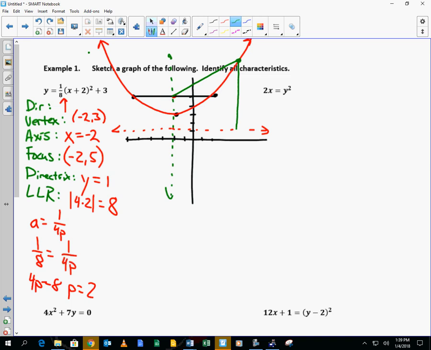Better, huh? That was pretty bad up there. But that's closer. Those 2 green lines look like they're close. And that's what it means to be a parabola. Okay? That's what it means to be a parabola.